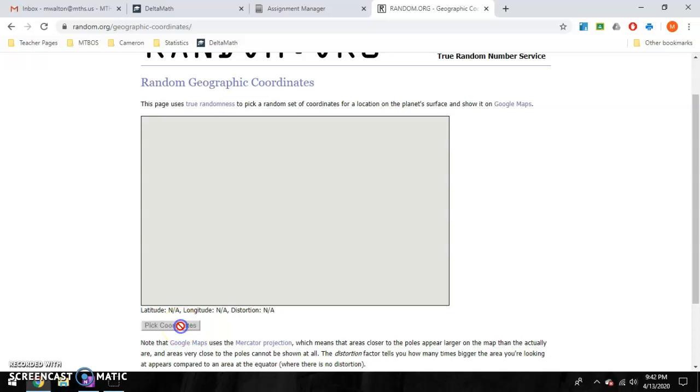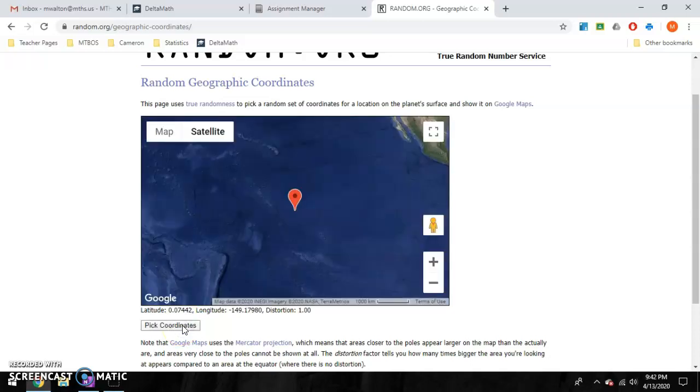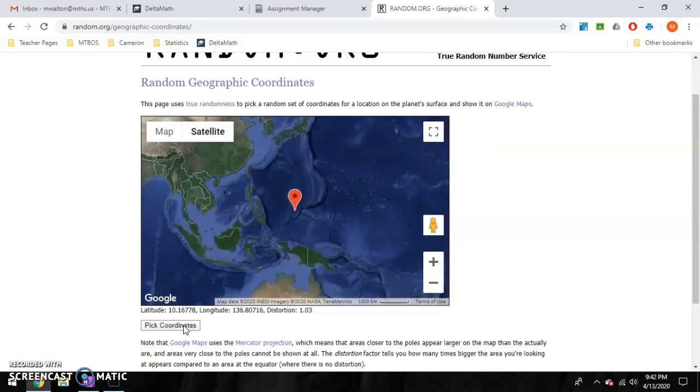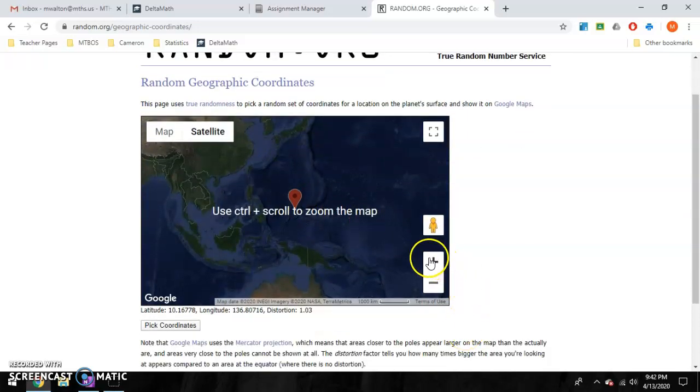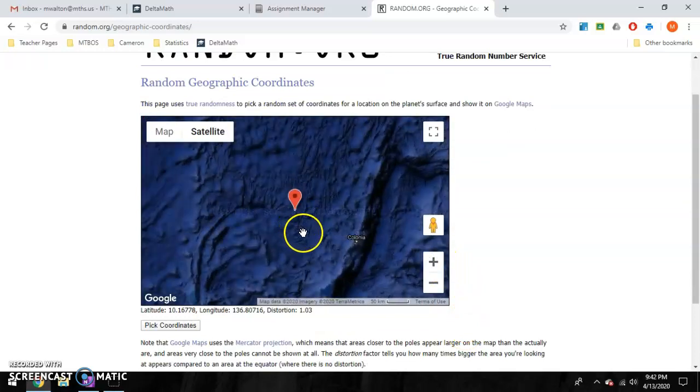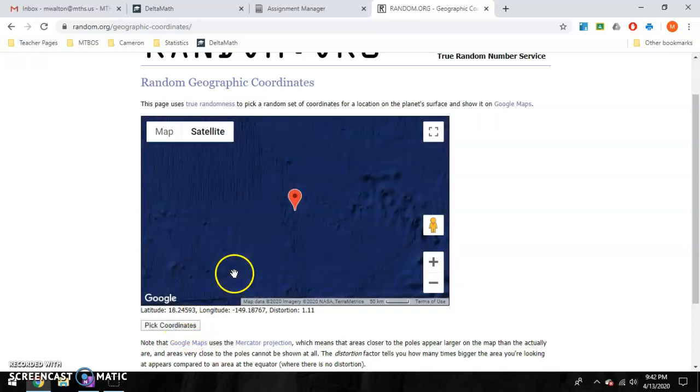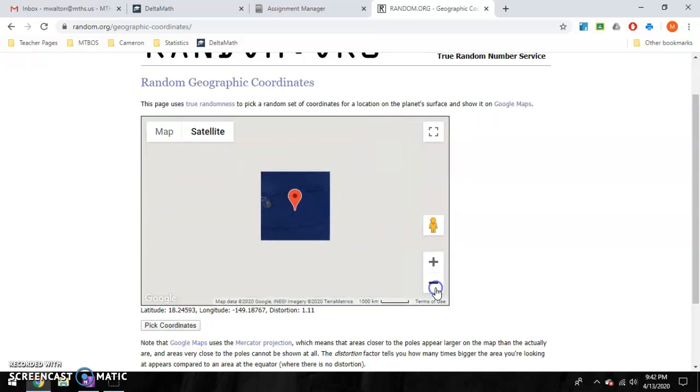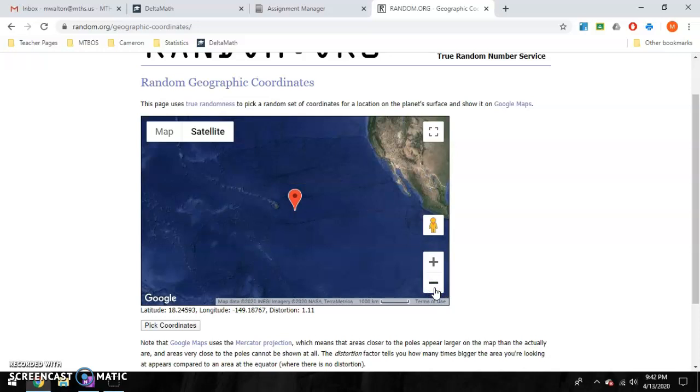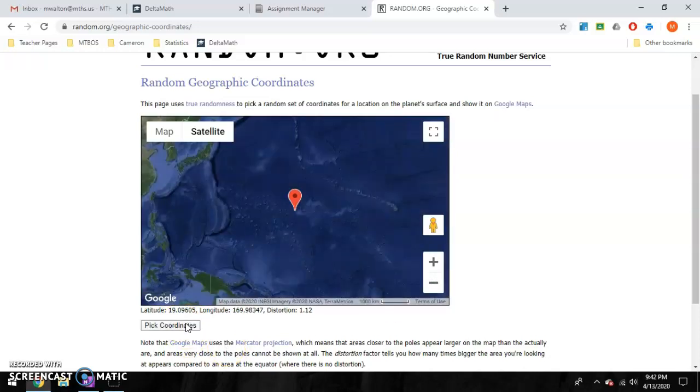So here we go. First location is water. I'll go ahead and tally that. That's 1. Next one, let me zoom in, make sure we're not on an island. Nope, still water. Next one, water again. We are still in water. Fourth location is water. 4 out of 4, we are all water. So currently my point estimate is 100% of the Earth is water.